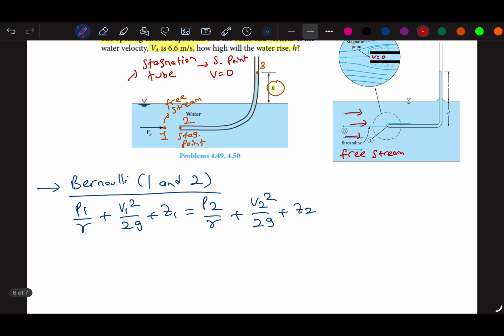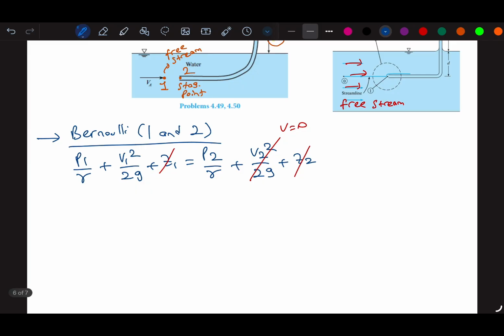And here we are going to eliminate some terms. Since they are at the same level, we can discard elevations. And second, as I mentioned at the beginning, we have this point 2, and velocity was 0. So we will just remove that, because it is 0. And finally, what we get is P1 over gamma plus V1 squared over 2G is equal to P2 over gamma. Let's say this is the first equation we have.